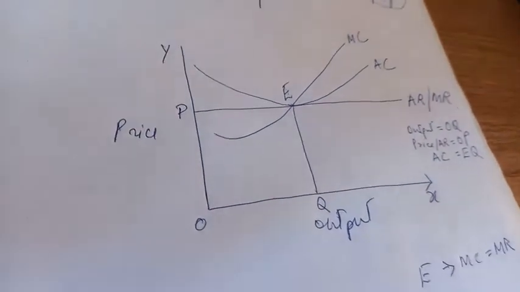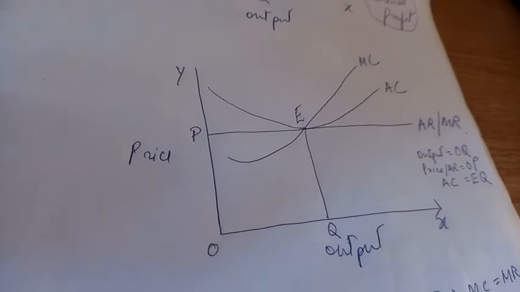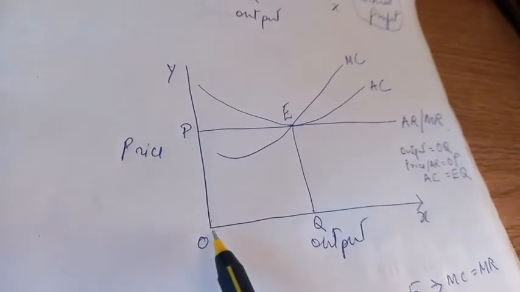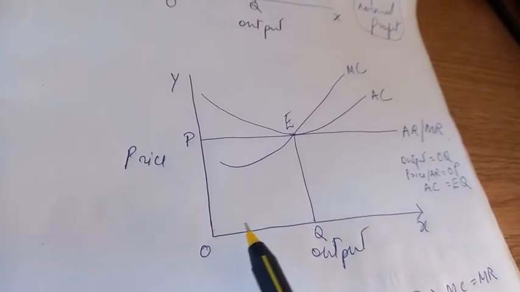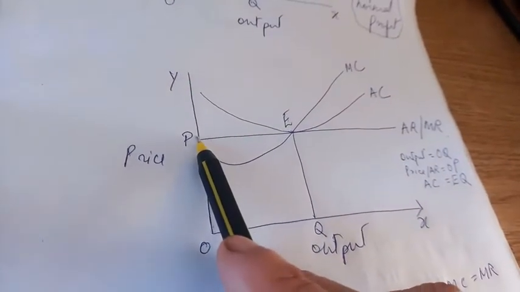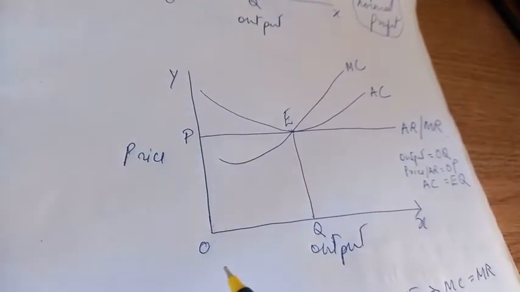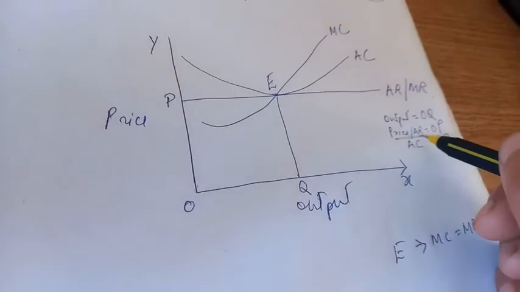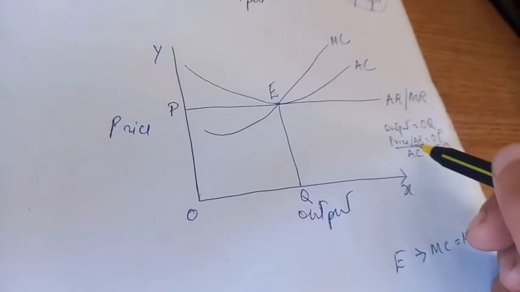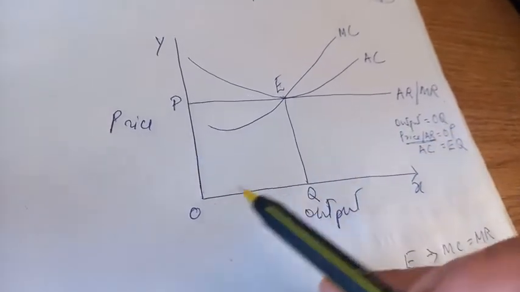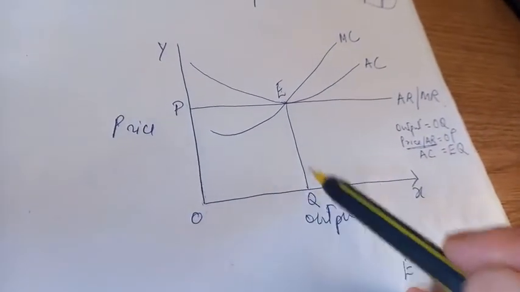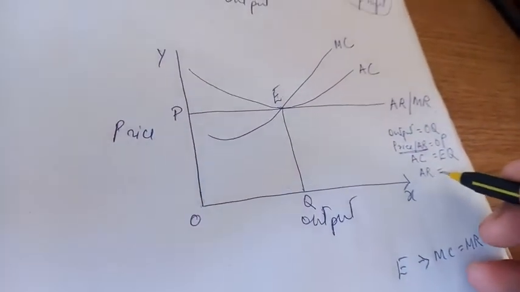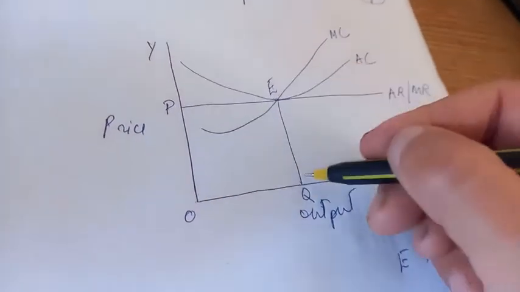Okay, now let's find out how much is the average revenue. Again, producing OQ as output and charging OP as the price, what we can see is that the AR, like what I've been telling you earlier, is the same as the price, which means AR is OP or QE or EQ. AR is either OP or EQ.